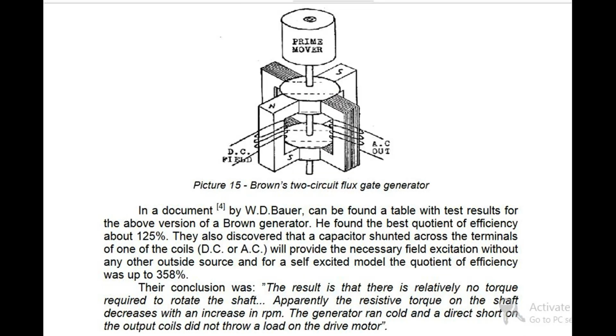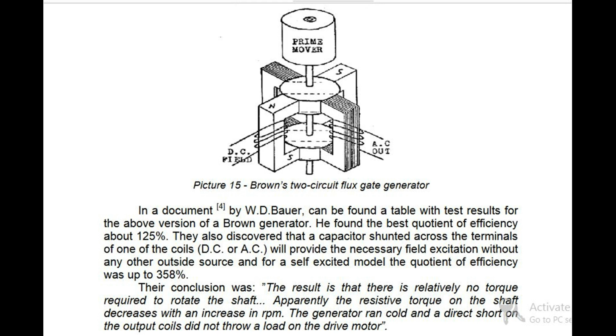In document 4 by W. D. Bauer, can be found a table with test results for the above version of a Brown generator. He found the best quotient of efficiency about 125%. They also discovered that a capacitor shunted across the terminals of one of the coils, DC or AC, will provide the necessary field excitation without any other outside source, and for a self-excited model the quotient of efficiency was up to 358%. Their conclusion was, the result is that there is relatively no torque required to rotate the shaft.